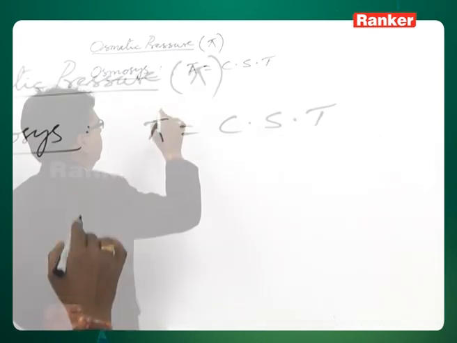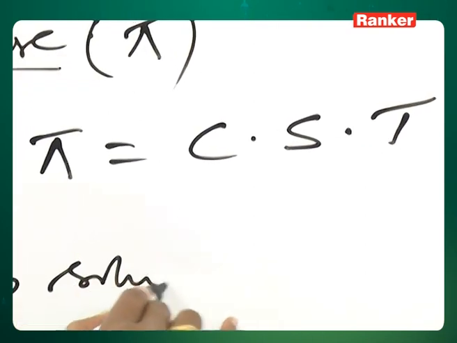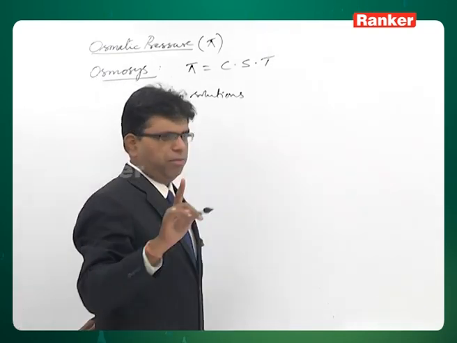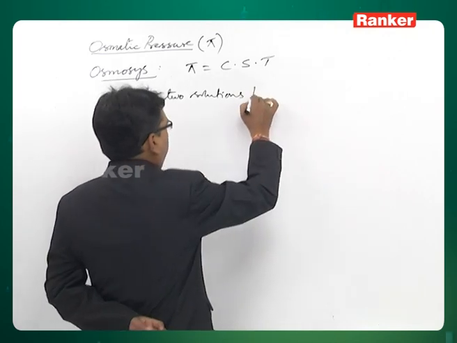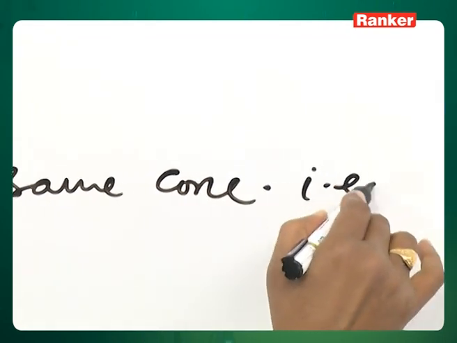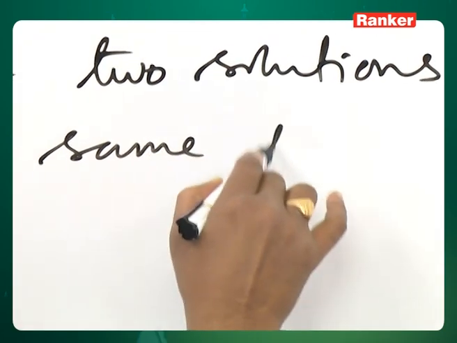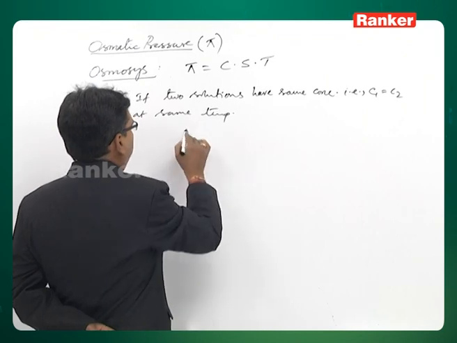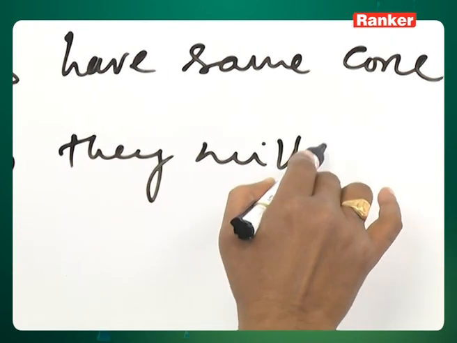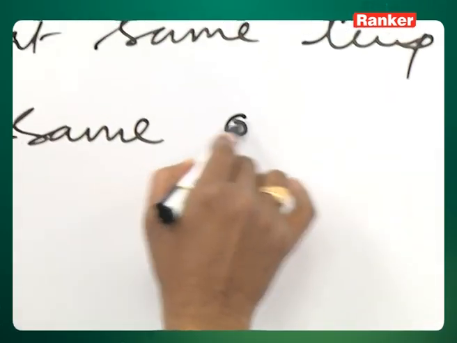Now, for two solutions, irrespective of whatever the solute it is, irrespective of the nature of the solute, if two solutions have the same concentration, that is C1 equals C2 at the same temperature, obviously they also will have the same osmotic pressure.